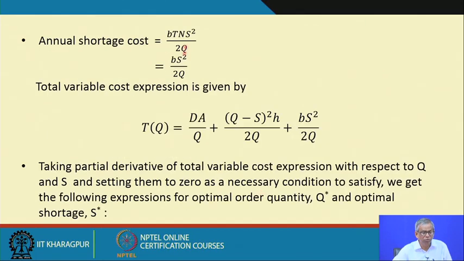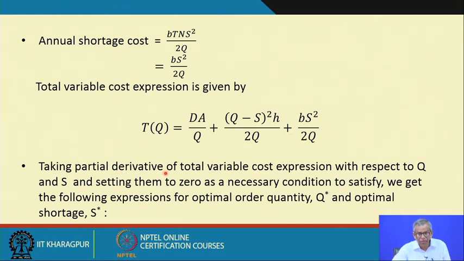In the next step, you calculate the annual shortage cost, so you multiply it with capital N. N into T is again 1. So ultimately it is B into capital S square by twice Q. So the total variable cost expression is given by this. This is the ordering cost, where D is the annual demand, Q is the ordering quantity, and A is the ordering cost per order, with the same notations we have used in other expressions. This is the annual holding cost, and this is the annual shortage cost.